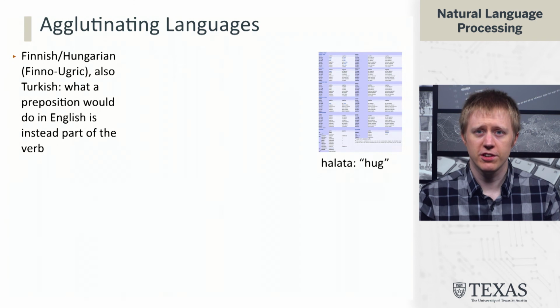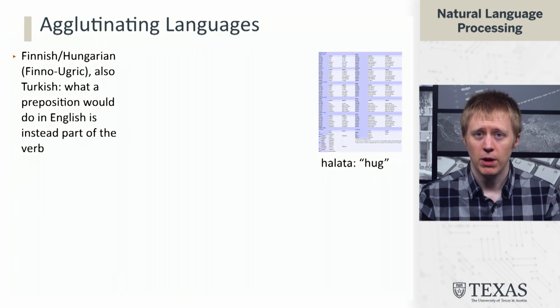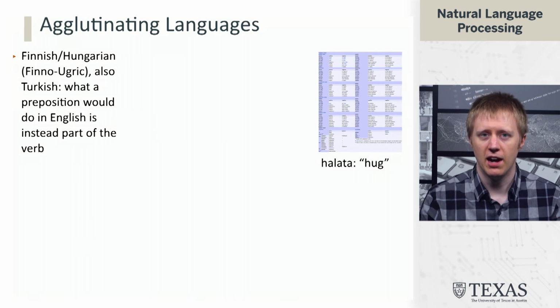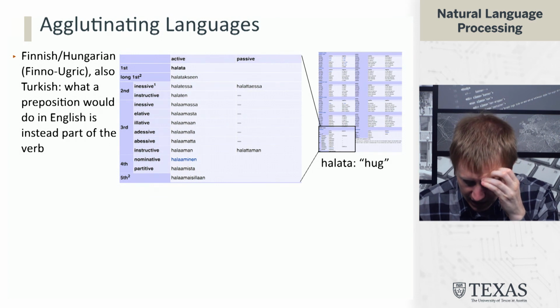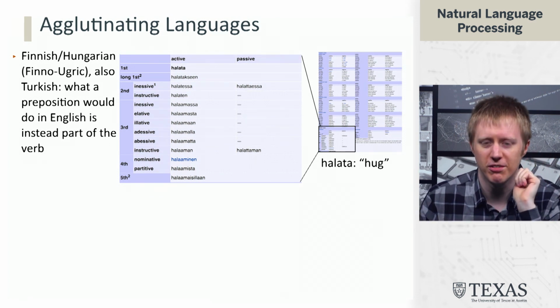Okay, and just to give one other example, we have a set of languages, the Finno-Ugric languages and Turkic languages, which are called agglutinating languages, where the morphology becomes even crazier because basically they roll up the function of prepositions with the verb. And so you end up with this very, very complicated structure of different forms of these things.